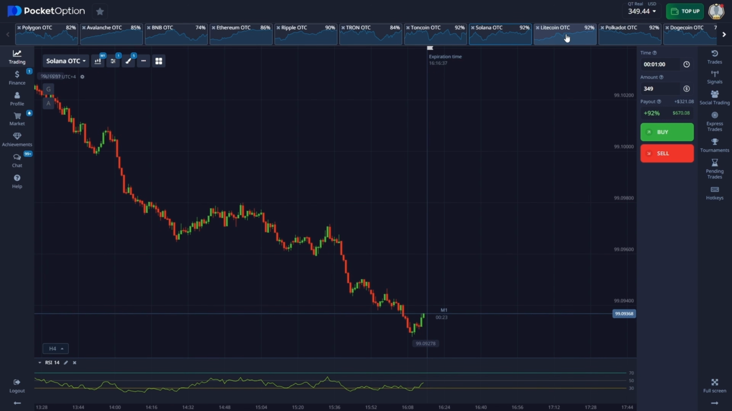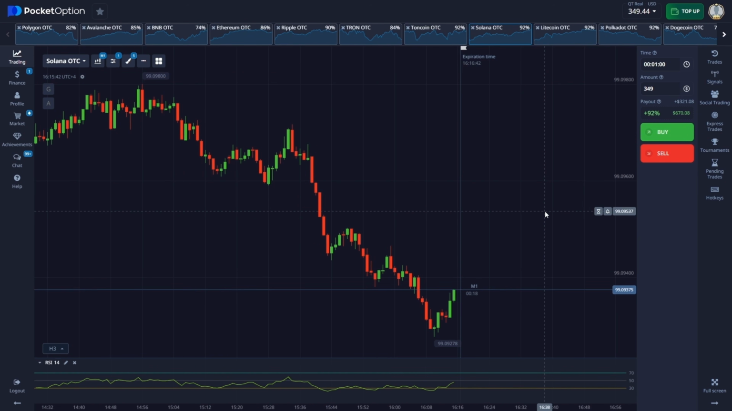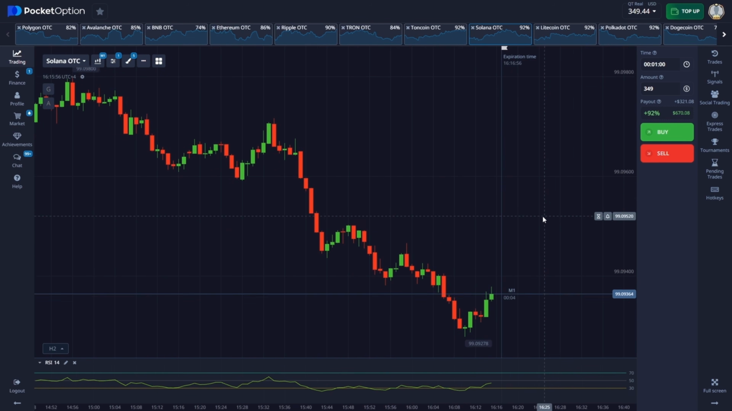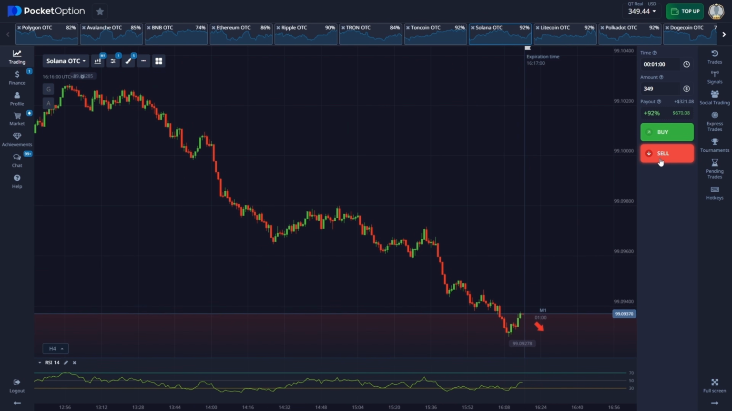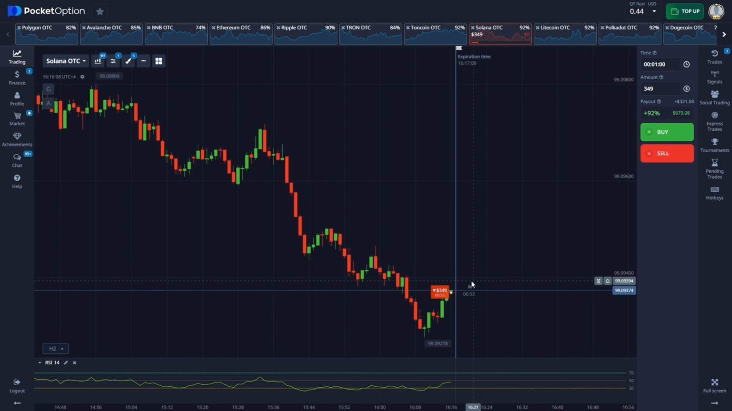I'm waiting for the candle to close near the RSI level of 50. If this current candle closes at the RSI level of 50, then we can try for the downside move. The candle closed as a green candle, and it also closed near the RSI level of 50. I placed the trade for the downside move worth $349.